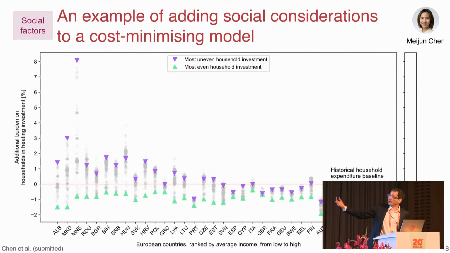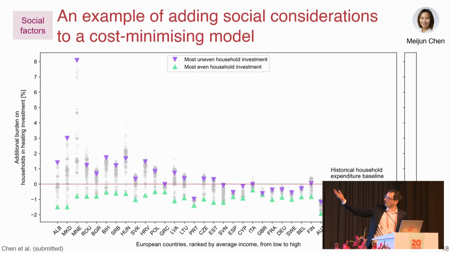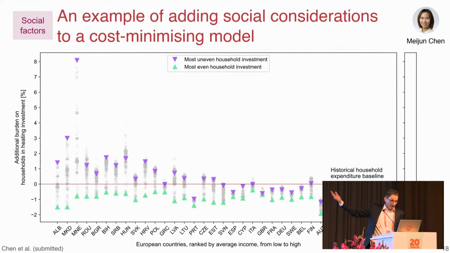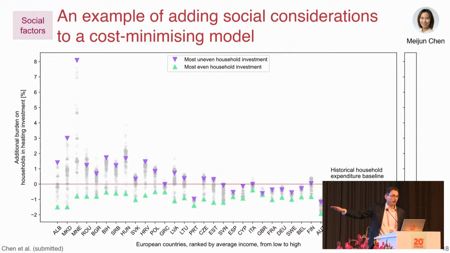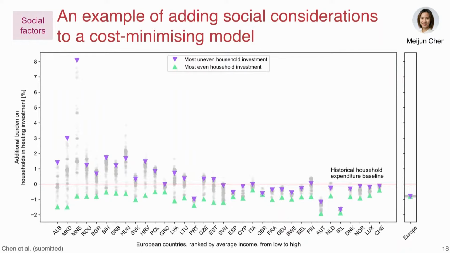And then we can highlight one of these possible future European systems. The one here in purple, that's an example where we see that some countries are asked or forced in this model world to invest a lot more into household heating than their historical baseline. And it's also very unevenly distributed. And then we have another solution, the one in green here, where all the countries are actually below their historical baseline, and the distribution is also much more even.